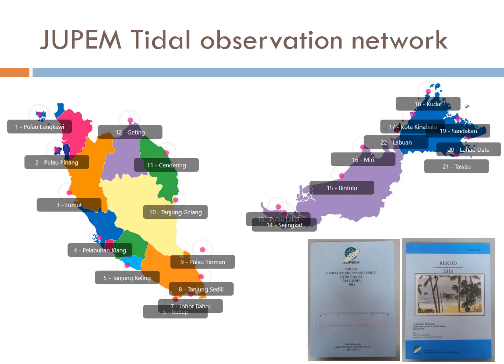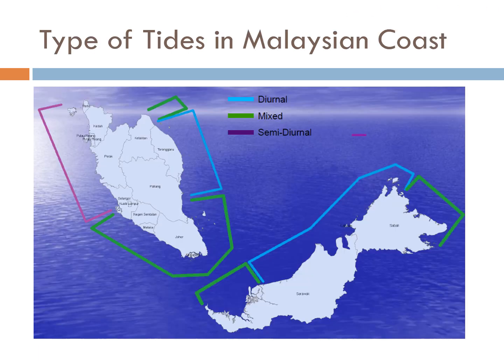This figure shows the distribution of the JUPEM tidal observation network. There are altogether 21 stations all over Malaysia, and JUPEM publishes the tidal prediction as well as the recorded tides annually for each of these locations, which can be purchased. Right now, let's take a look at the tidal characteristics along the Malaysian coastline.